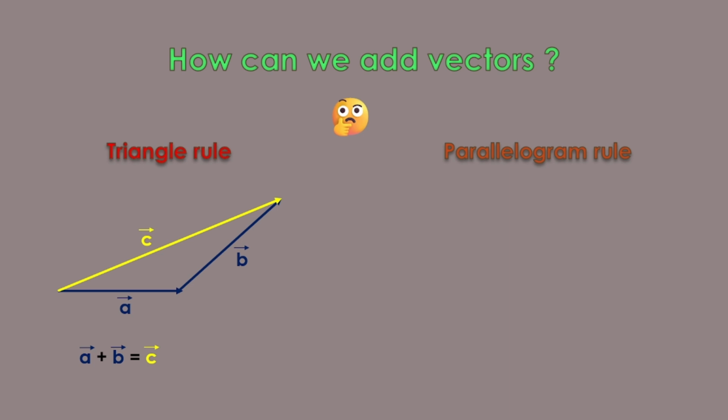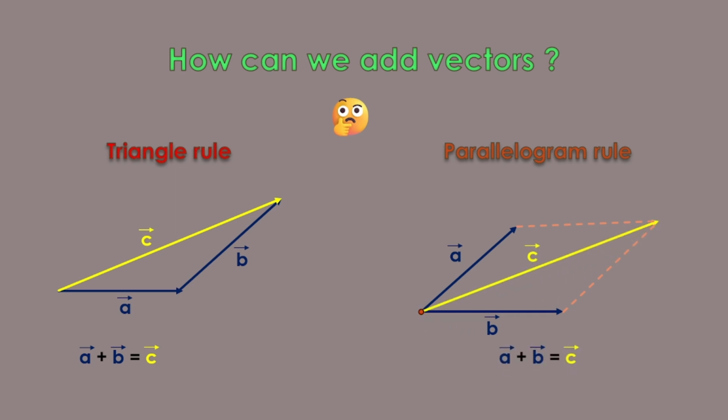Steps for adding vectors using the parallelogram rule. Set aside vectors. Mark a common starting point, for example point A, and set aside both vectors, for example vector A and vector B, on it. Construct a parallelogram. On the constructed vectors A and B, complete the parallelogram. Determine the sum. The diagonal of a parallelogram, which originates from the common origin of vectors A and B and passes through the opposite vertex of the parallelogram, is the vector sum of the vectors A plus B.